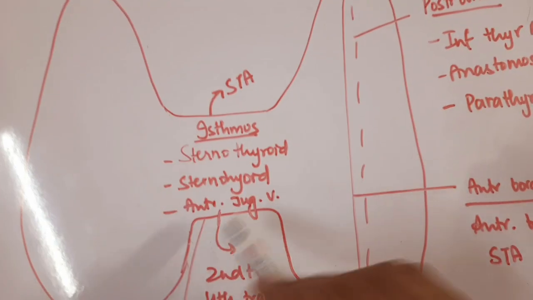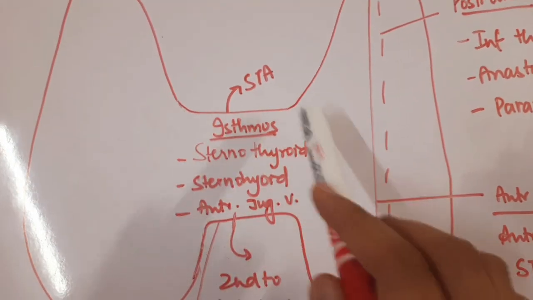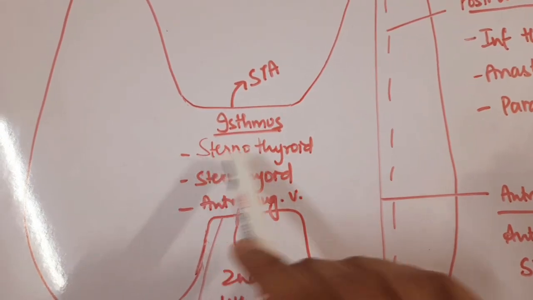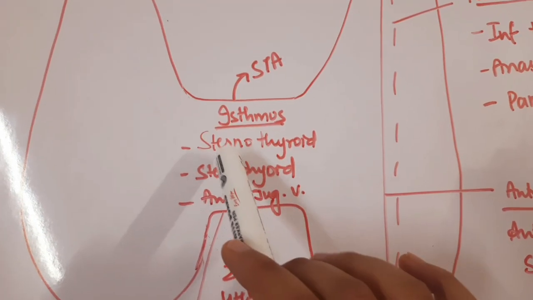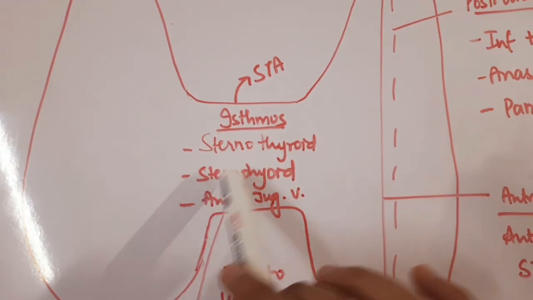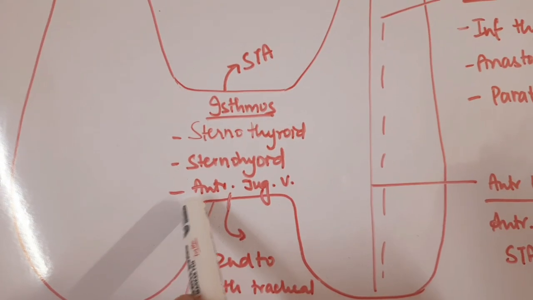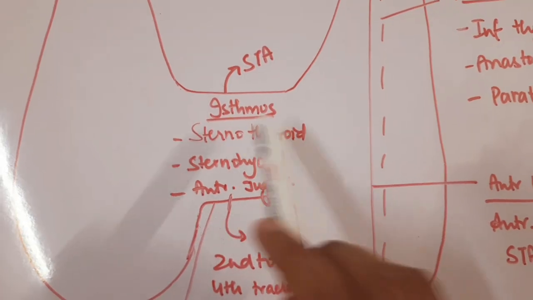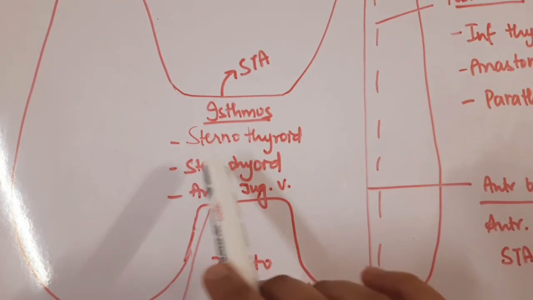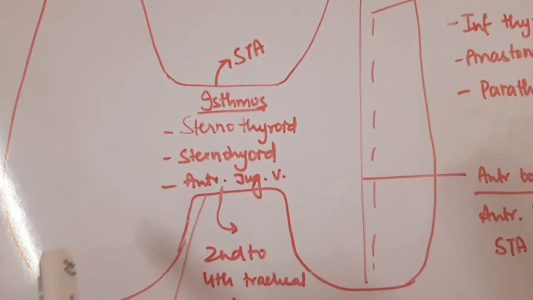Finally, we have the isthmus. The isthmus has an anterior surface which is related to all your muscles of the front of the neck, the sternothyroid, sternohyoid, and then we have a vein called the anterior jugular vein, which is also associated in the front or in the anterior surface of the isthmus.